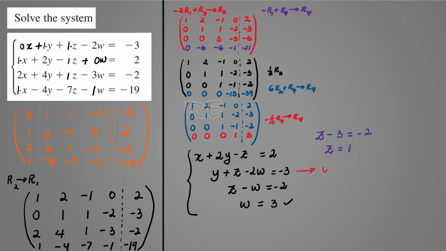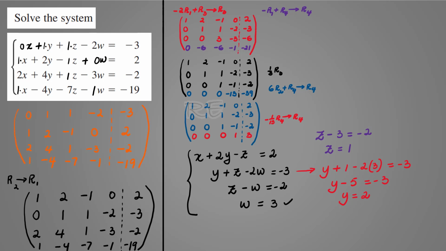y plus z minus 2w is equal to negative 3, which is y plus 1 minus 2 times 3 is equal to negative 3. y minus 5, 1 minus 6, minus 5, is equal to negative 3. Add 5 to both sides. y is equal to 2.